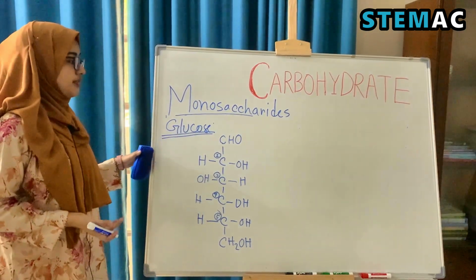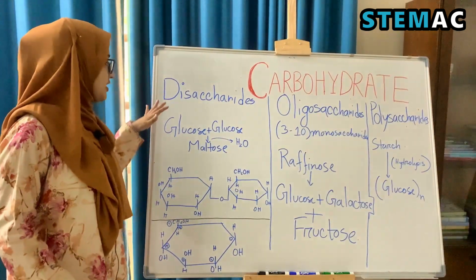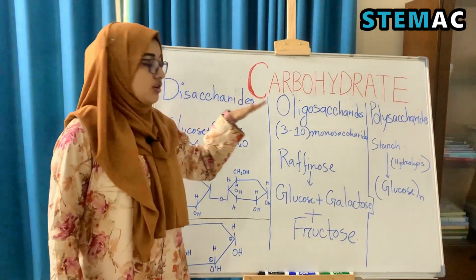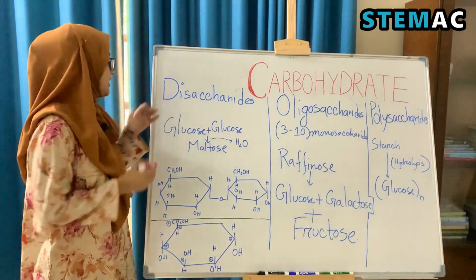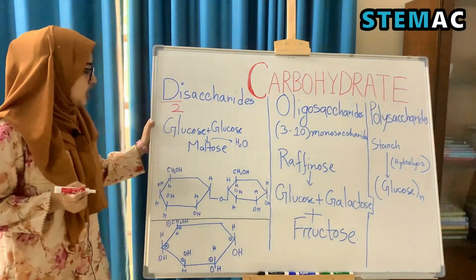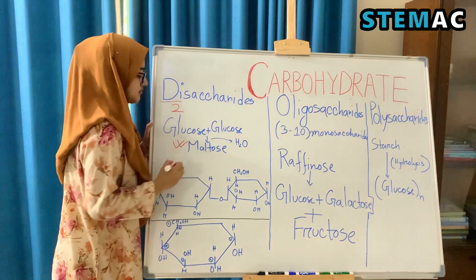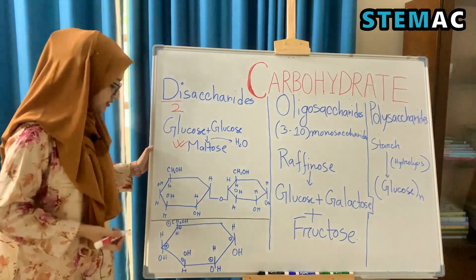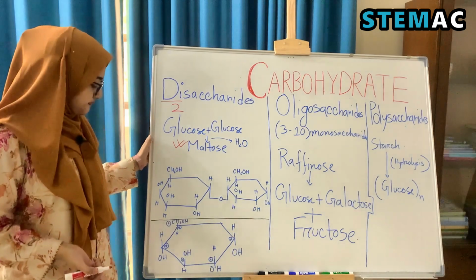Lastly, we are going to talk about disaccharides, oligosaccharides, and polysaccharides. So disaccharides, we can know from the name, will have 2 monosaccharides. One example of a disaccharide is maltose, or maltose, whatever you say. Maltose has 2 glucose in it.